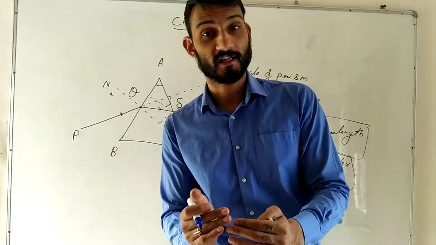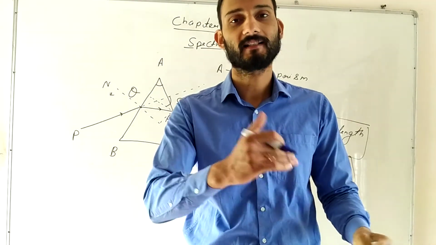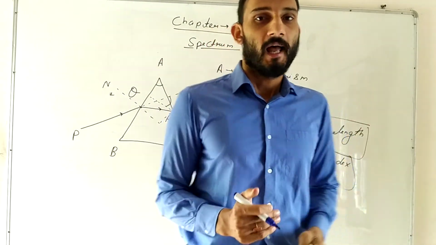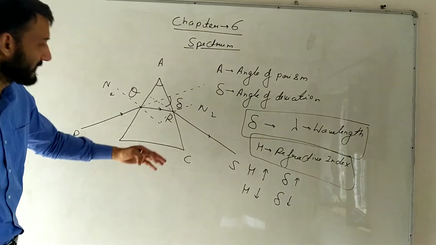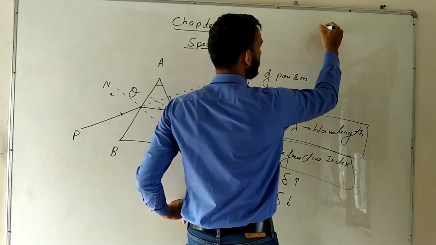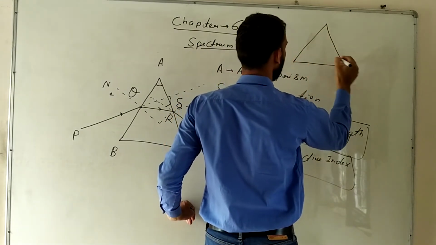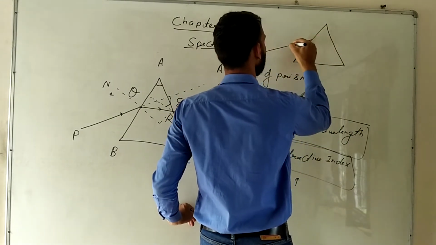Whenever it passes through a transparent material, it splits up into its constituent colors, that is the 7 colors, and it bends. So how does it bend? Let me draw it here. So this is the white light.